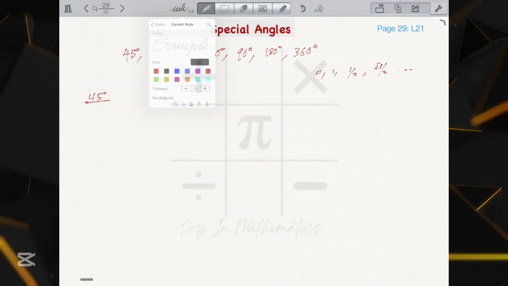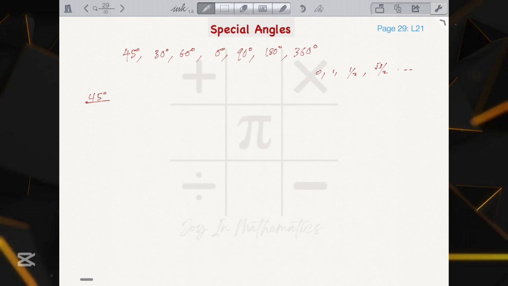45 degrees. Now, for us to be able to obtain these trigonometric values without using trigonometric tables or calculating, these are called special angles because we can evaluate these angles without using calculators or even the trigonometric tables.